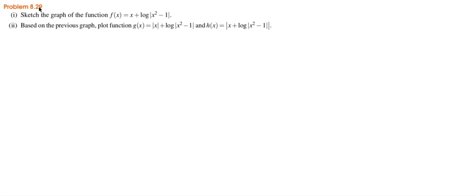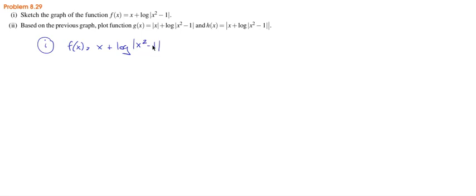Okay, so problem 8.29. Sketch the graph of the function f equals x plus the logarithm of the absolute value of x squared minus 1. Okay, let's do that one. So the first part is f is x plus the logarithm of x squared minus 1.